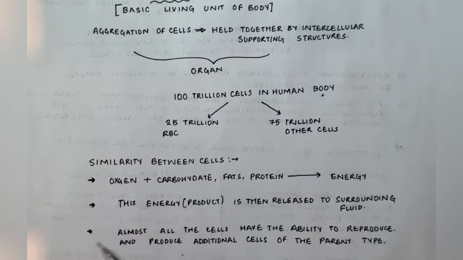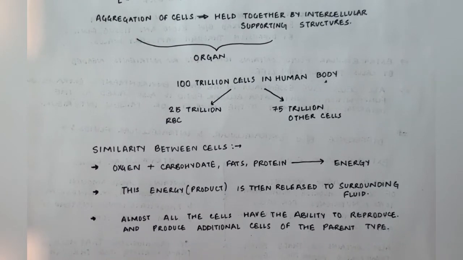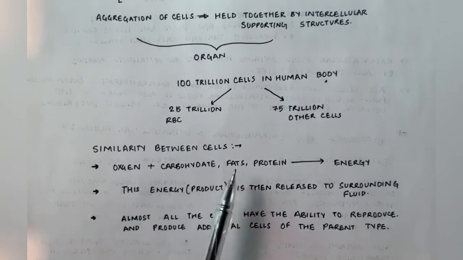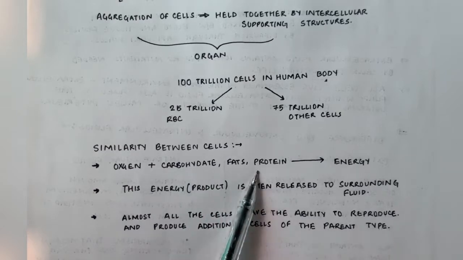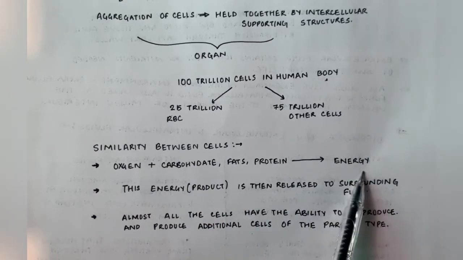What is the similarity between these cells? Because we definitely know there are many differences because they are present in different parts of the body. But what are the similarities between these cells? So oxygen plus carbohydrate or fats or protein: when oxygen reacts with carbohydrates, fats or proteins, it results in energy. It gives us energy.